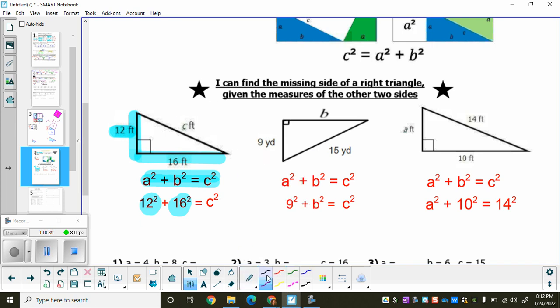Now we know 12 squared is 144, and we know 16 squared is 256. And I'm saying that if I add those up, it's the same as whatever the area would be of this square over here. So it's c squared.